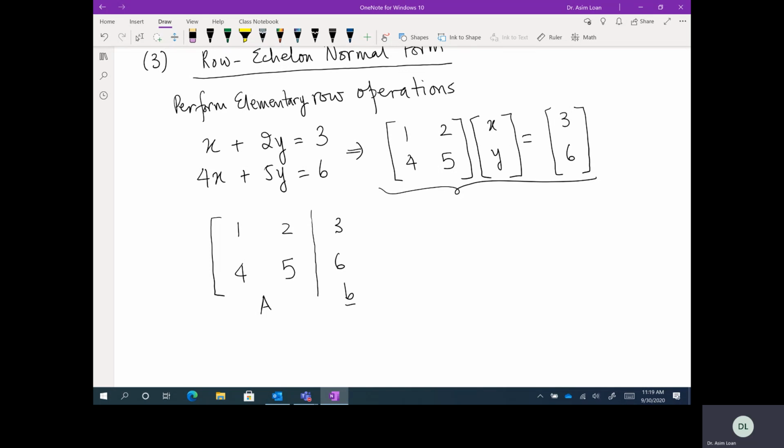What we want to do here is to get rid of this 4. So how to make this 0? So how to make this 0? So please be careful when you write this operation. So the correct notation is this one. If I multiply 4 times the first row and subtract it from the second row, this will go to 0.